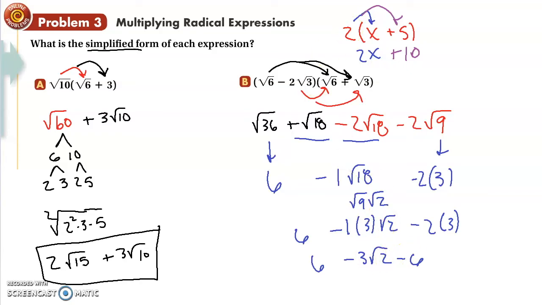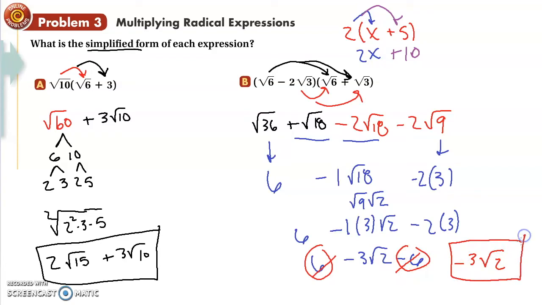Okay. Are there any like terms to combine? Well, the constants can be combined. 6 minus 6 is 0. So our final answer is negative 3 square root 2. So just be careful with it, be patient with it, and make sure that everything is lining up the way it's supposed to.